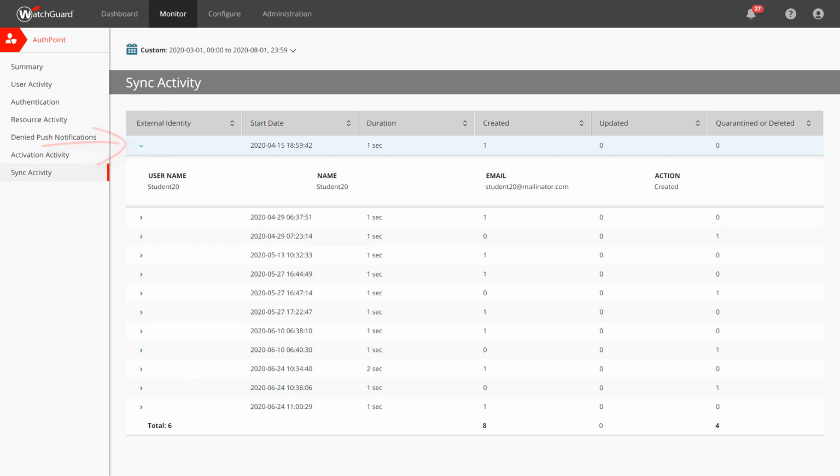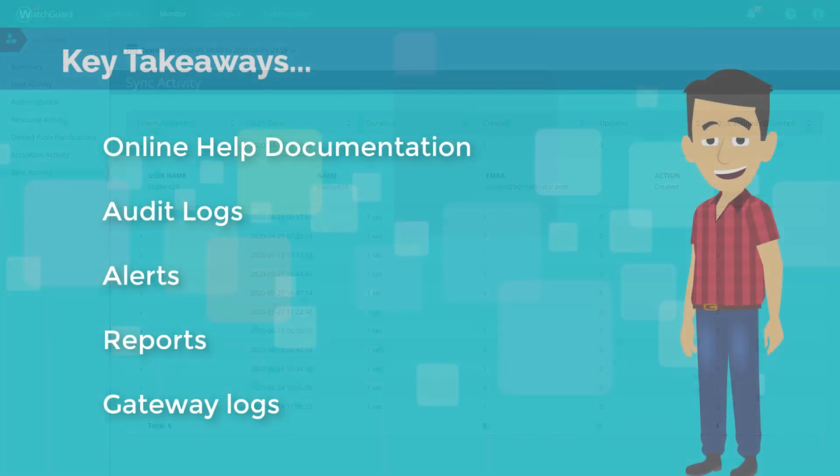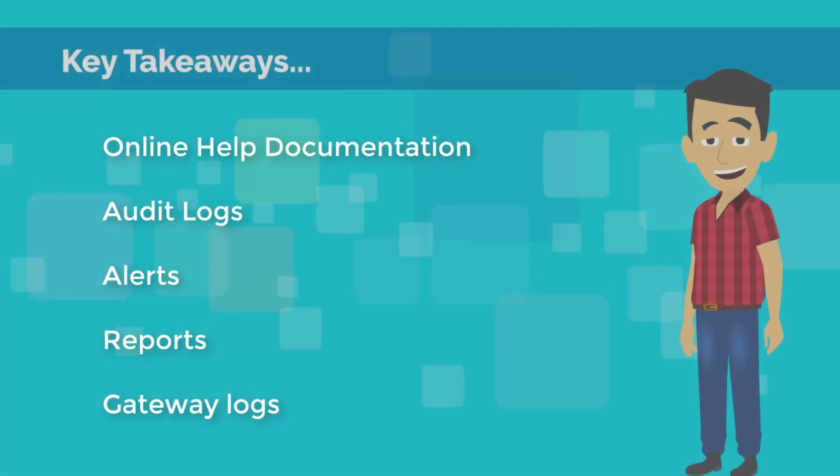All of the information we reviewed in the audit logs, alerts, and reports are stored in WatchGuard Cloud for at least 1 year. So that should do it for AuthPoint Help. In this video, we covered how to find the online help documentation, the audit logs, alerts, and reports in WatchGuard Cloud, as well as the gateway logs.